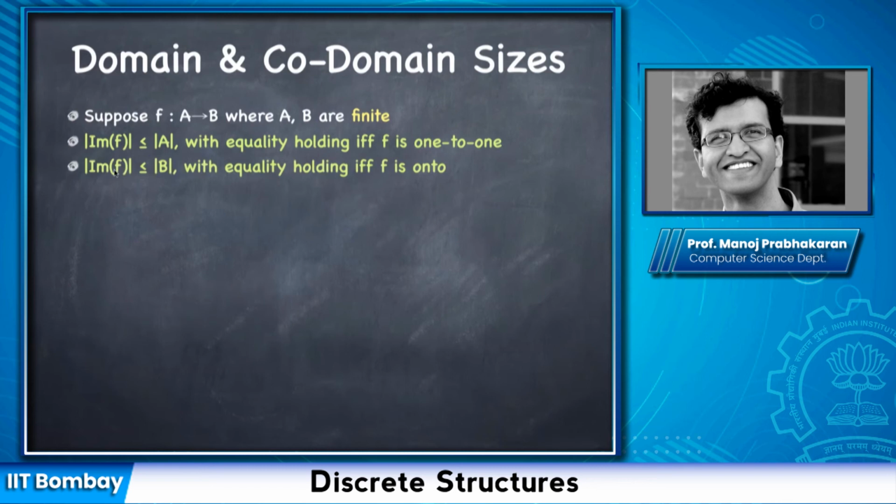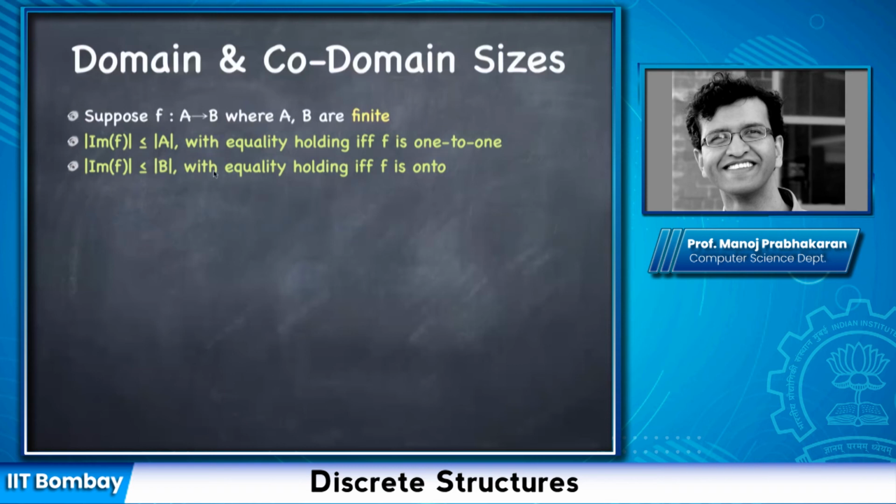Another simple observation is that the image is a subset of the codomain, so clearly the size of the image is at most the size of the codomain. And what does it mean for this to be an equality? Well, it means the entire codomain has to be equal to the image. There is no element left out of the codomain that is not in the image. So the image of f is the same as the codomain of f, and that is to say f is onto. So the equality holds if and only if f is onto, but there's always this simple inequality, okay?